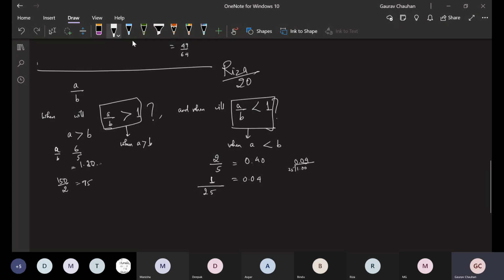And obviously, when will A by B be equal to 1? Anyone wants to clarify that? Dikshit, let's hear it from you. Sir, when both numerator and denominator are equal, sir. Correct. That is when A is equal to B. You take any number, 15 by 15. 15 and 15 cancel, it is equal to 1.